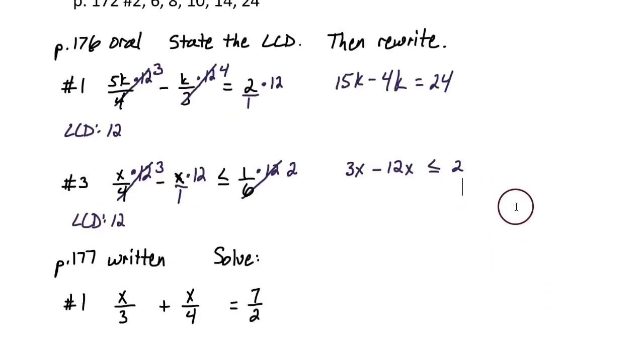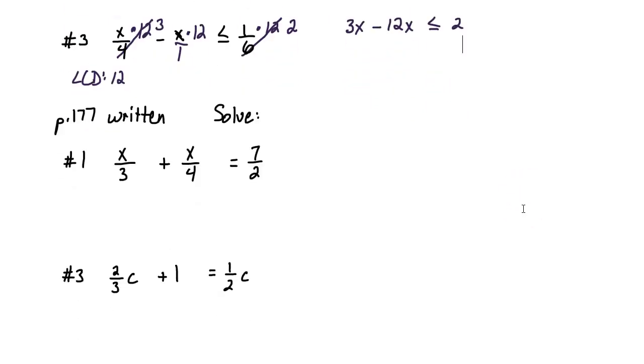Now in page 177 written, we're going to do that same technique, but then continue all the way until we get answers. So we need to know the least common denominator if we have 3 and 4 and 2. That least common denominator, again, is 12. Because 3 times 4 is 12, 4 times 3 is 12, 2 times 6 is 12. You can change all of these into a 12. So times this by 12, times this by 12, times this by 12.